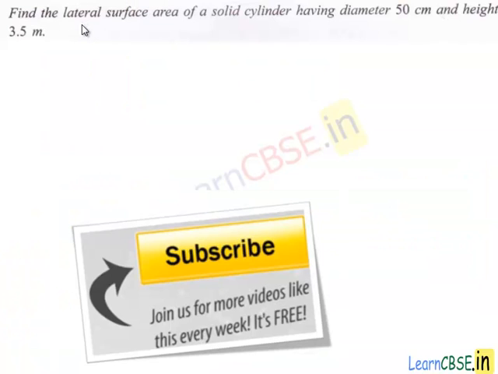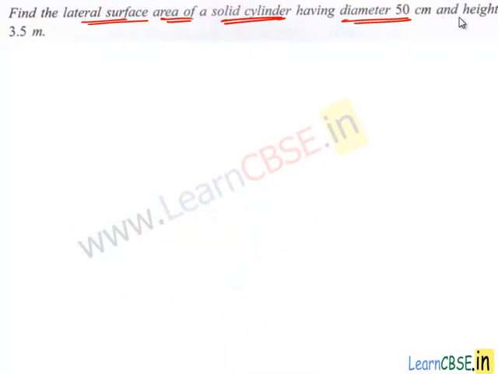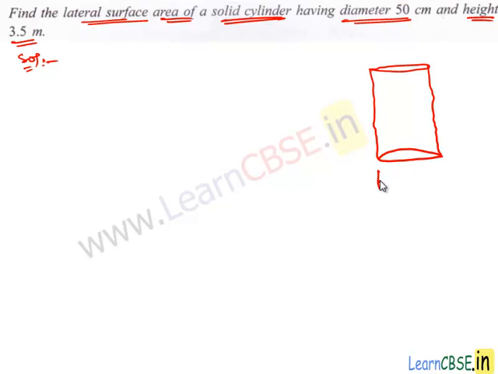Let's move to the next question. Here we have to find the lateral surface area of a solid cylinder whose diameter is 50 centimeters and height is 3.5 meters. So let's work out the problem. Here we take the cylinder, let this be the cylinder, and its diameter is 50 centimeters and its height is 3.5 meters.